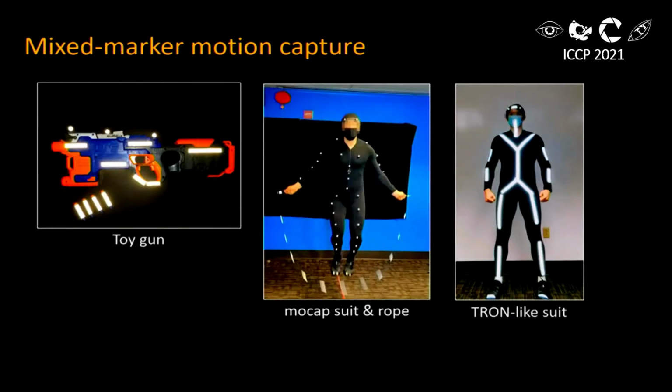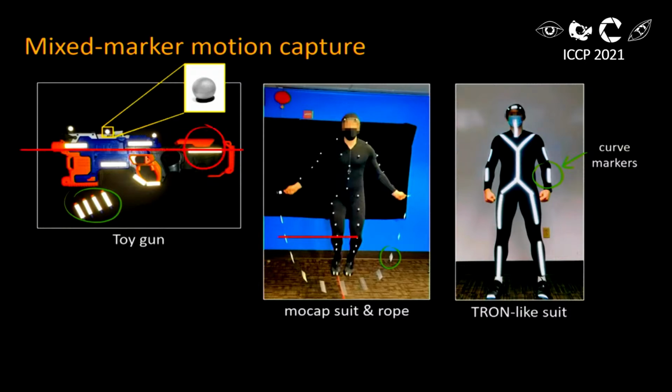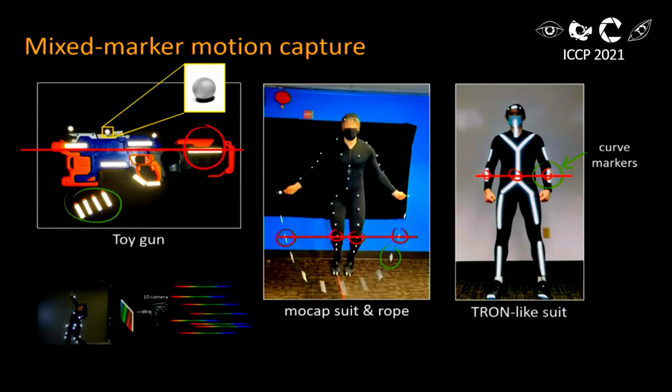Let's see some experimental results. And let's start by looking at some motion capture experiments. In these experiments, we use both the traditional spherical point markers as well as curve markers, namely markers that create curves on the image plane. These curves cause many signal overlays, which break the no overlay assumption of our prior work.